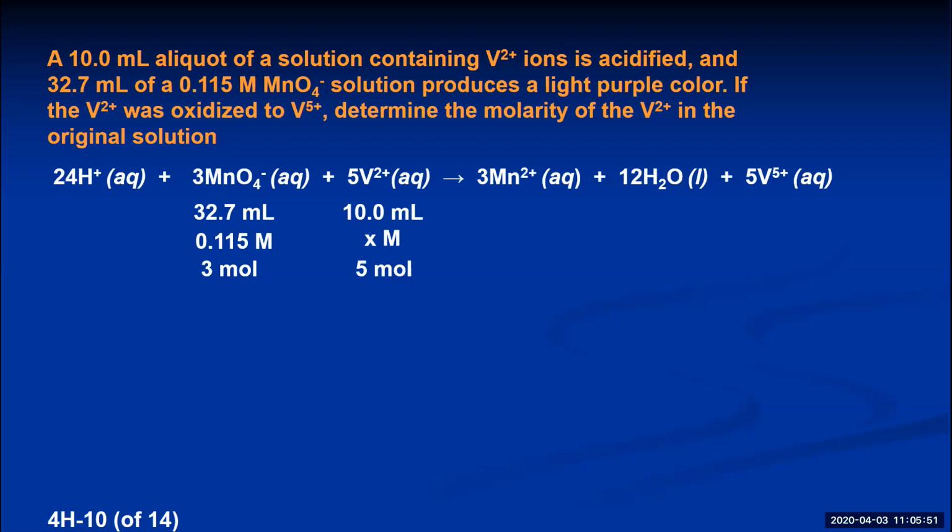First step in all solutions, actually first step in any chemical reaction stoichiometric problem, is to convert some given information into moles. If you're given grams, you convert it into moles with the molar mass.